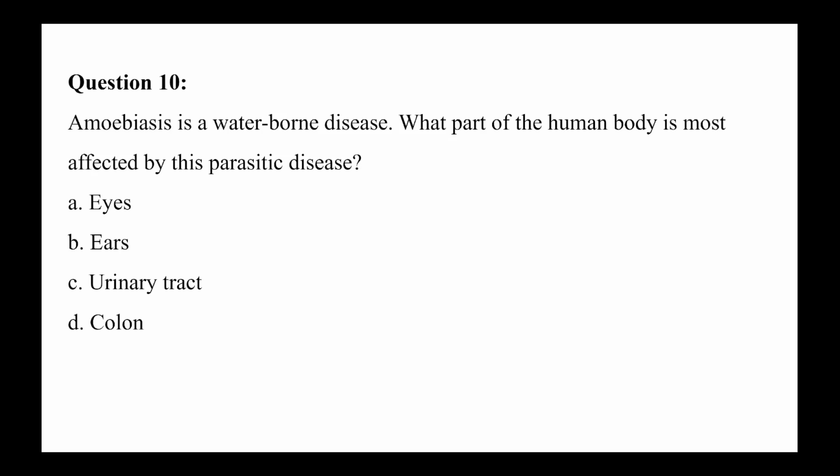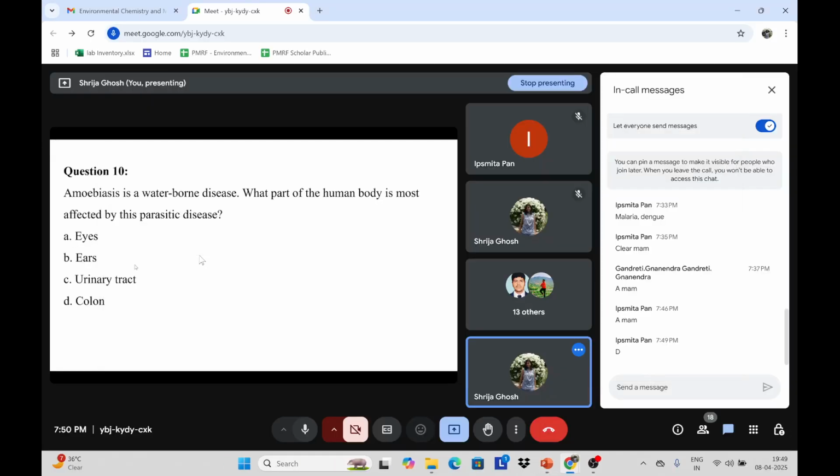Amoebiasis is a waterborne disease. What part of the human body is mostly affected by this parasitic disease? Okay, I have one answer, option D. What about others? All of you write your answers in the chat box.